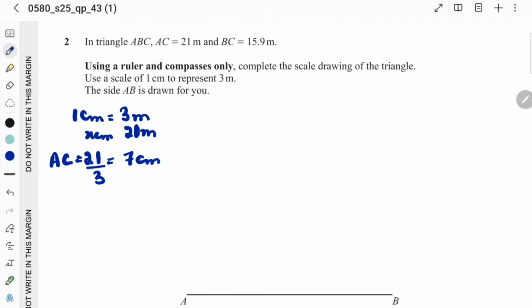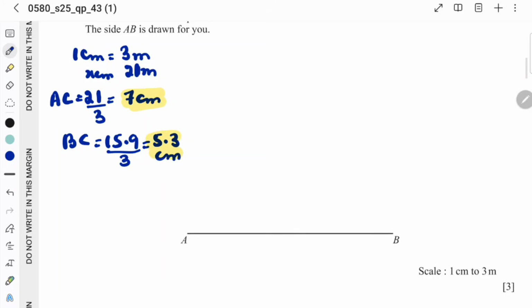Let's see the other one. The side BC is 15.9 divided by 3. 3 times 5 is 15, so 5.3 centimeters. It means we'll have to draw AC as 7 centimeters with the help of the ruler and the compass, and the BC line will be 5.3 centimeters. So this is your AB line.